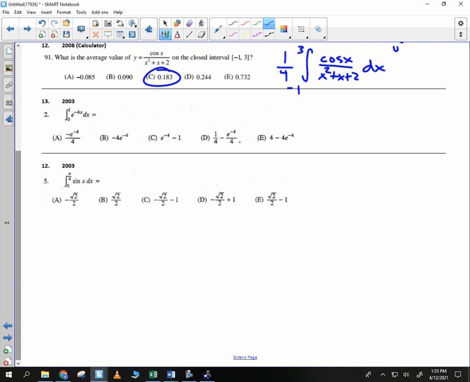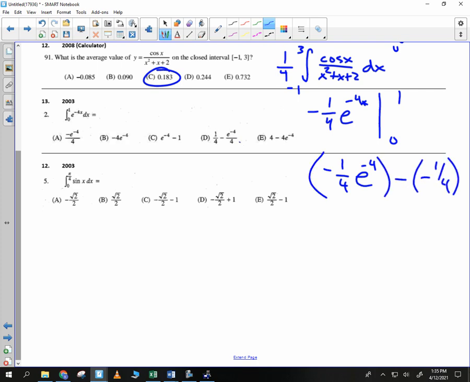Oh, number 12. Silly me. These are straight from your previous test. The integral from 0 to 1 of e to the negative 4x. Find the antiderivative. You all know it's negative 1/4 e to the negative 4x. You just tested on that. When you plug in 1, you get negative 1/4 e to the negative 4. When you plug in 0, what is e to the 0? It is 1 times negative 1/4, which is negative 1/4. So notice you get a positive 1/4 and a minus e to the negative 4th over 4.